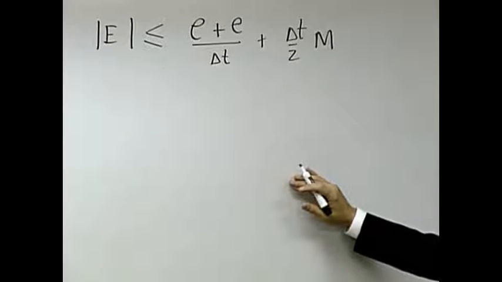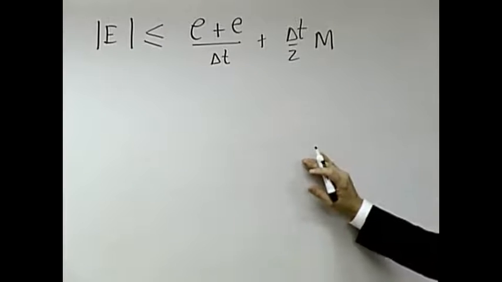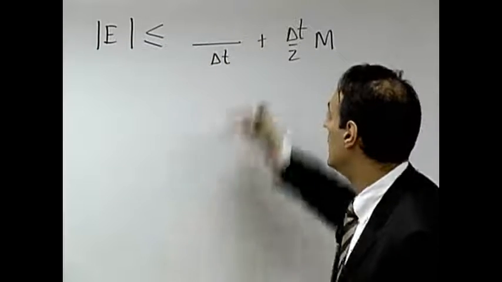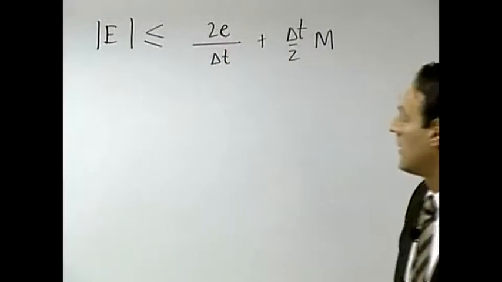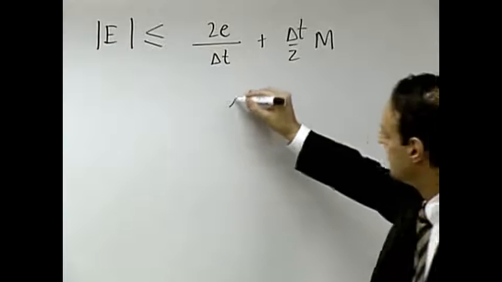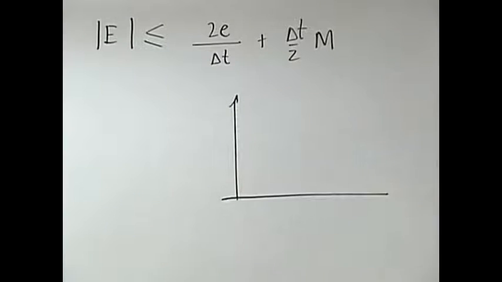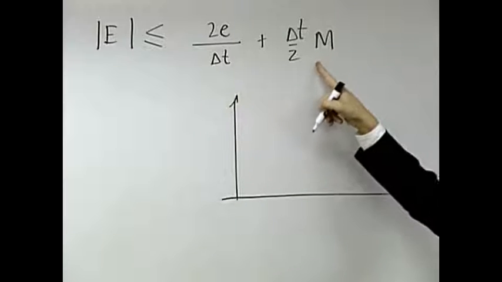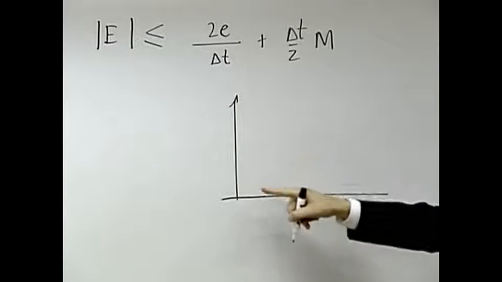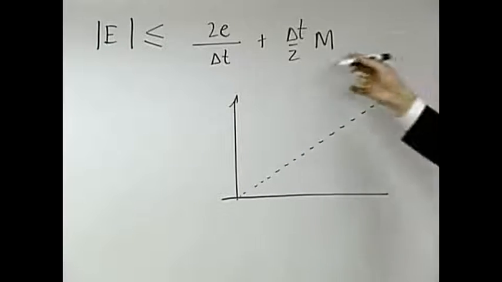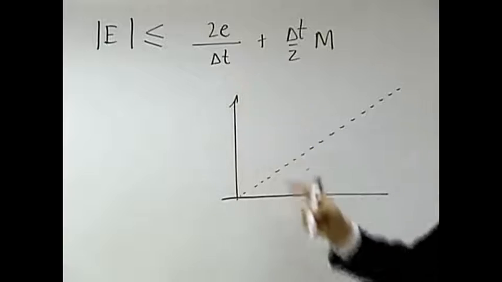I try to make it as big as possible. That's as big as it can be. Now notice E plus E is 2E. Okay? First thing I'm going to do with this, I'm just going to plot it real quick. And this term comes from what? Numerical round off. This term comes from what? Truncation. So the truncation grows like t, delta t. Say it goes, there's a line, some slope. And this goes like 1 over delta t.